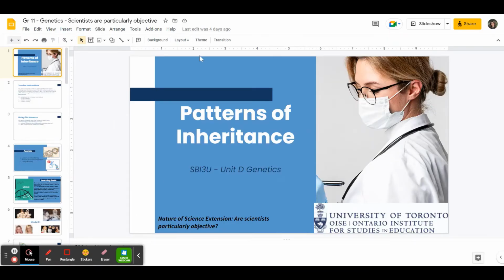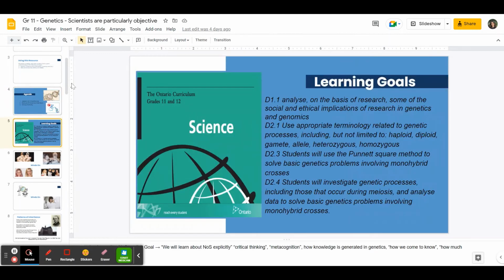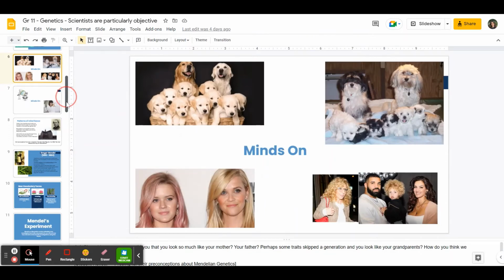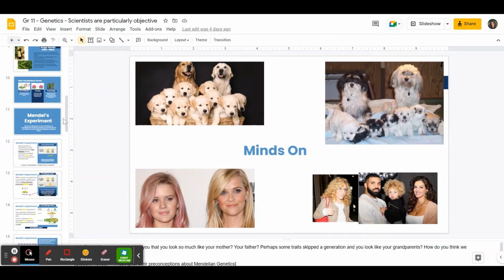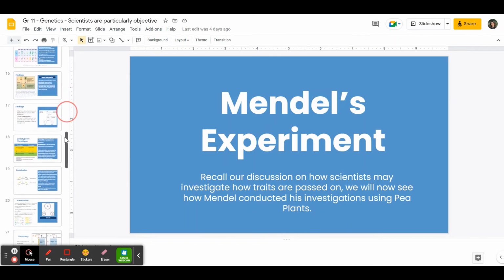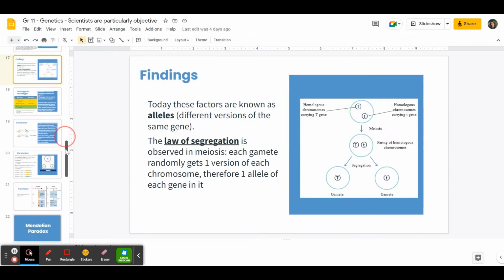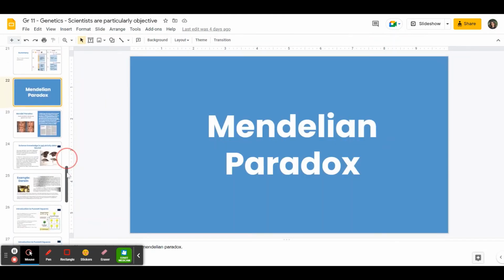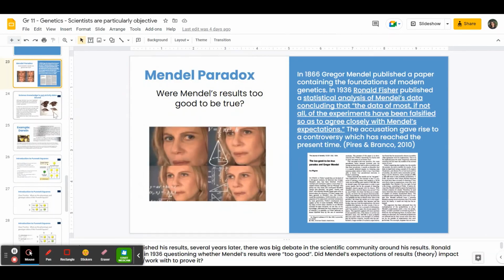So when you click the link, it's going to open a Google Slides, which contains the entire lesson progression. So as you go on, you have the agenda, the necessary learning goals, and we have the lesson beginning with the students' reflect activity, so the minds-on, followed by the teacher teaches portion, which is basically teaching Mendel's experiments and talking about Mendelian genetics, so all the findings he had. And then we integrate the nature of science concept, which is the Mendelian paradox. And so we have a few slides on this, as well as additional notes for teachers that you can find over here.